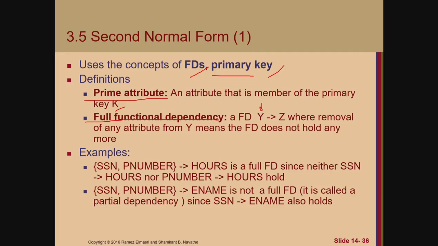Y determines Z is a full functional dependency where removal of any attribute from Y means the functional dependency does not hold anymore. So Y is the smallest set of the key. For example, SSN and P number together determine hours is a full functional dependency, since neither SSN determines hours nor P number determines hours alone.